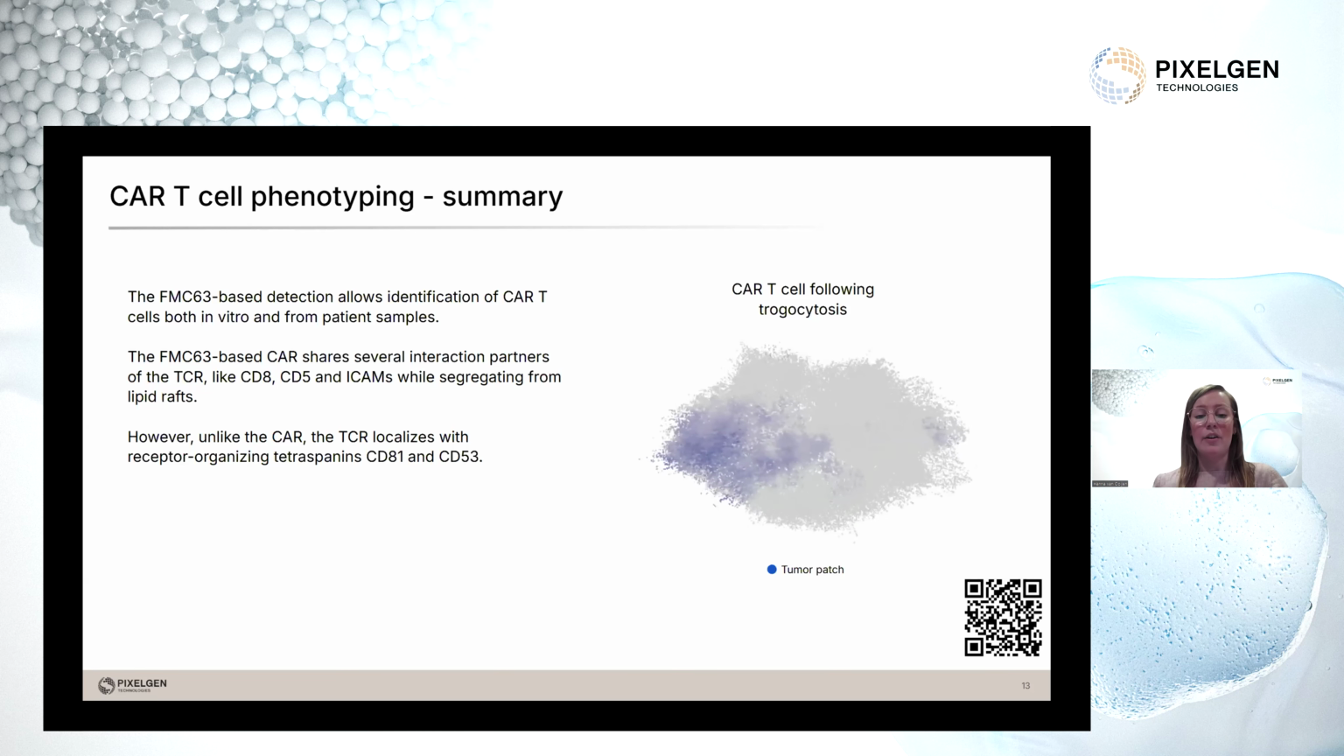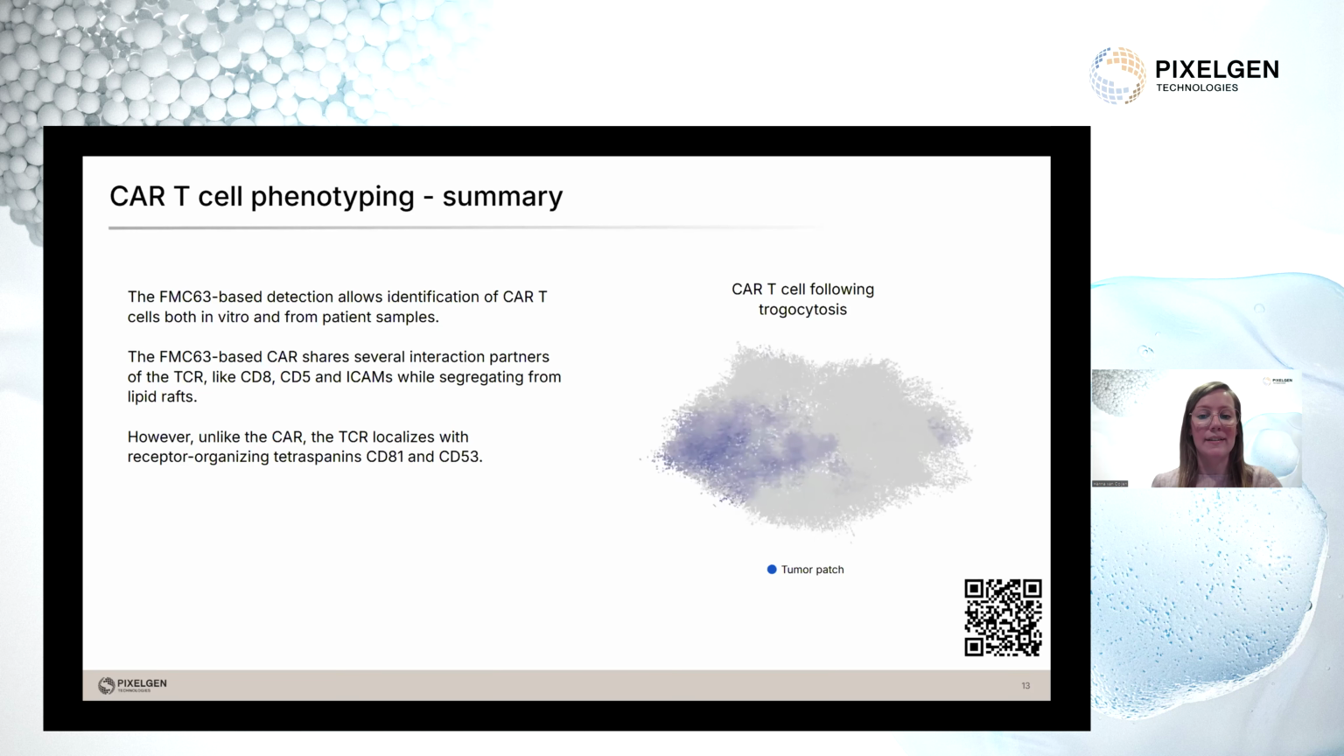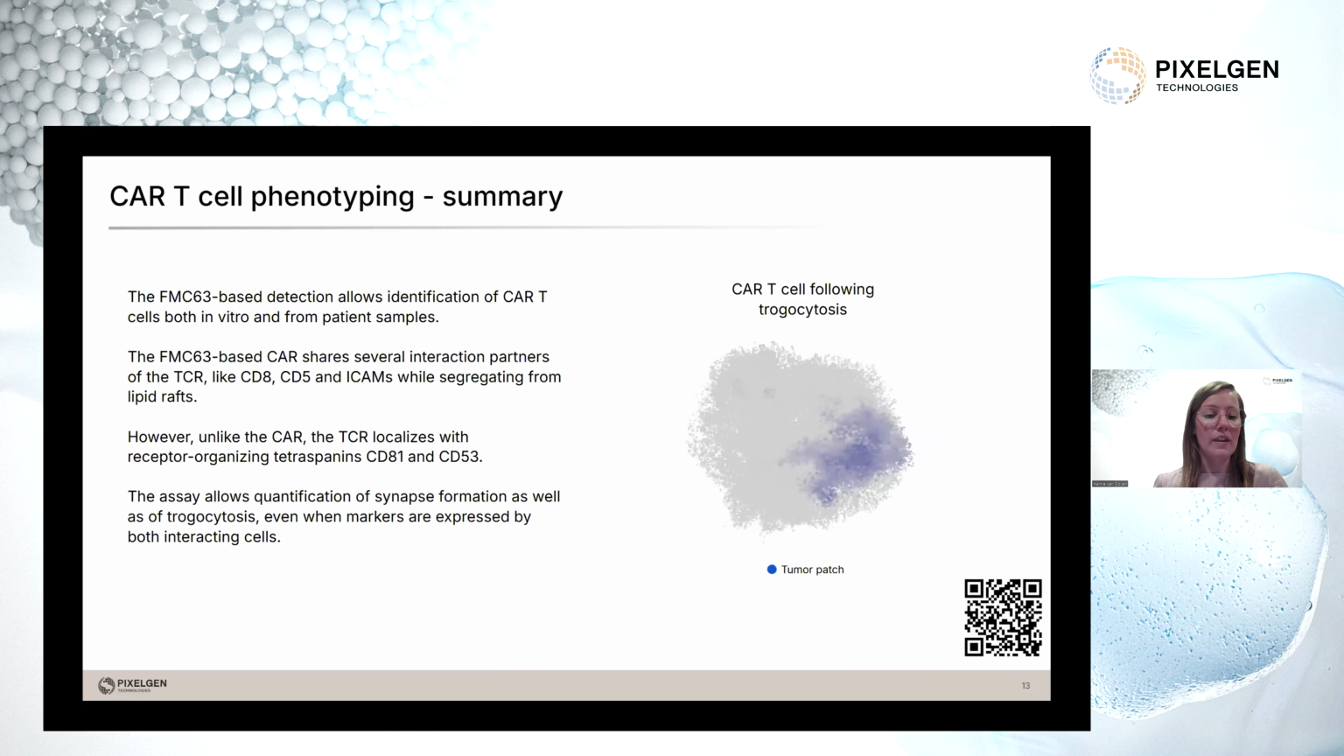And of course, it's interesting to understand how different CAR receptors are affected by their receptor design, how this can change which co-localization partners they have, and how this can change their signaling capacity and synapse formation capability, etc. This assay also allows quantification of synapse formation and measuring the degree of conjugates you get, as well as doing analysis on trogocytosis.